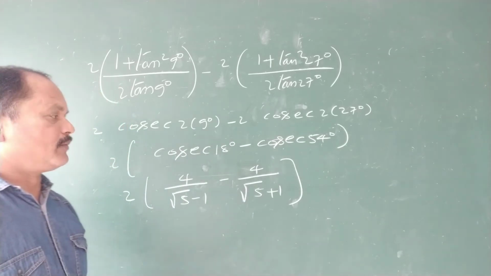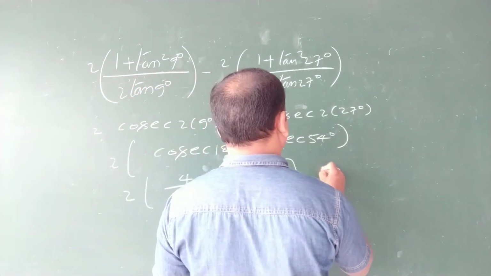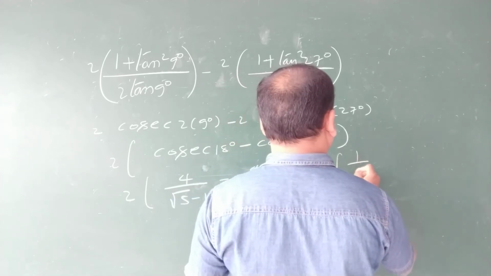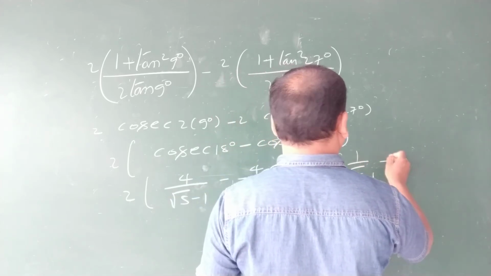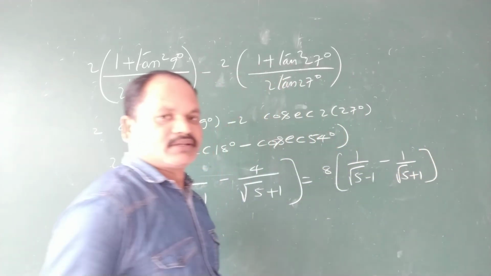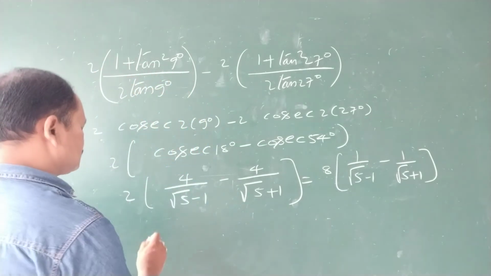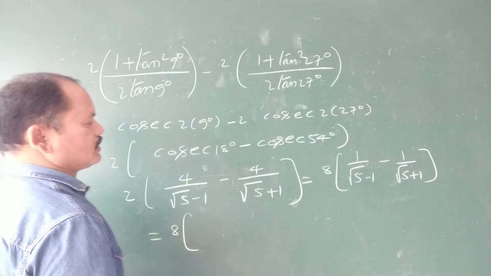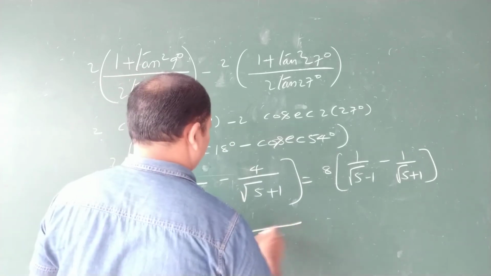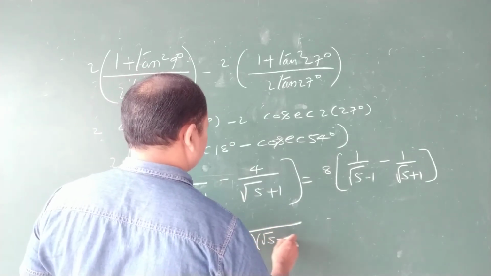Now take common 4 from this. Here it is 2 times 4, which is 8, into 1 by root 5 minus 1 minus 1 by root 5 plus 1. That's all. Now we have to take the LCM for that. That is 8 into, LCM is root 5 minus 1 into root 5 plus 1.